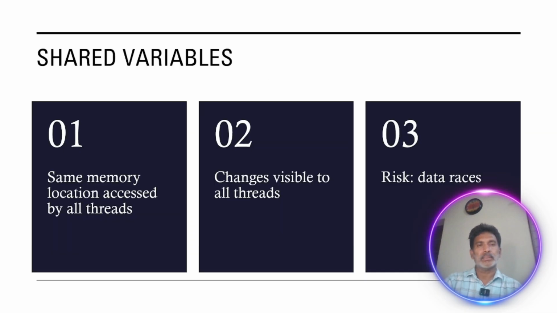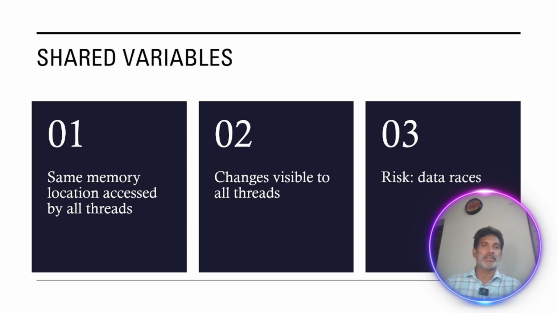So let us see one by one in detail. In OpenMP, a shared variable is one that is common to all the threads in a parallel region. This means every thread can read and modify the same memory location. When a thread updates a shared variable, the change is immediately visible to the other threads. So all threads work with the same copy of the data.